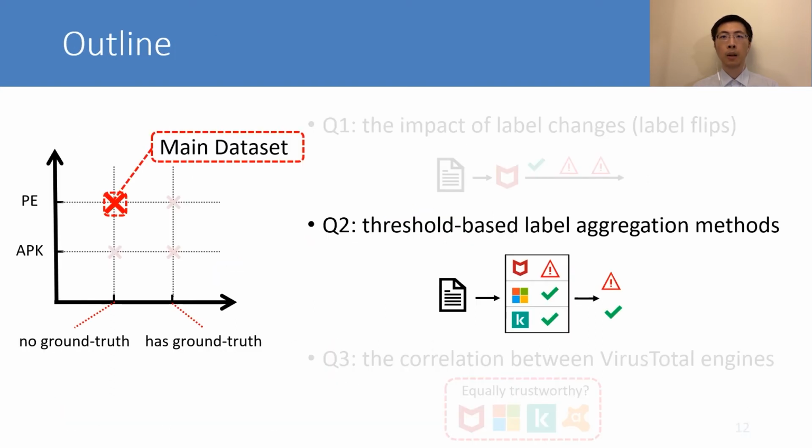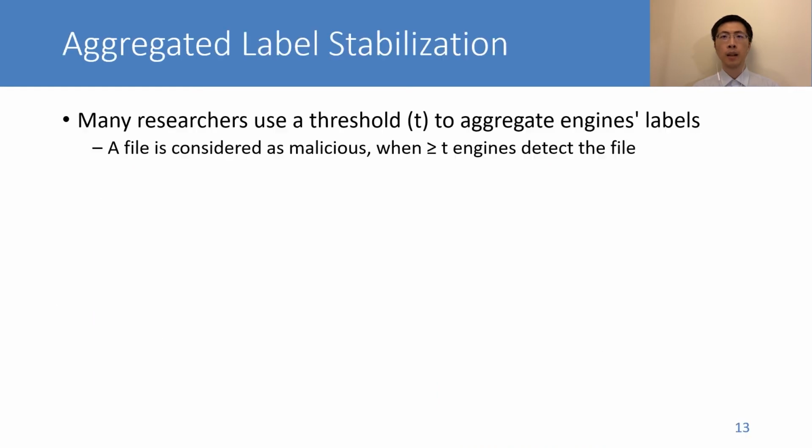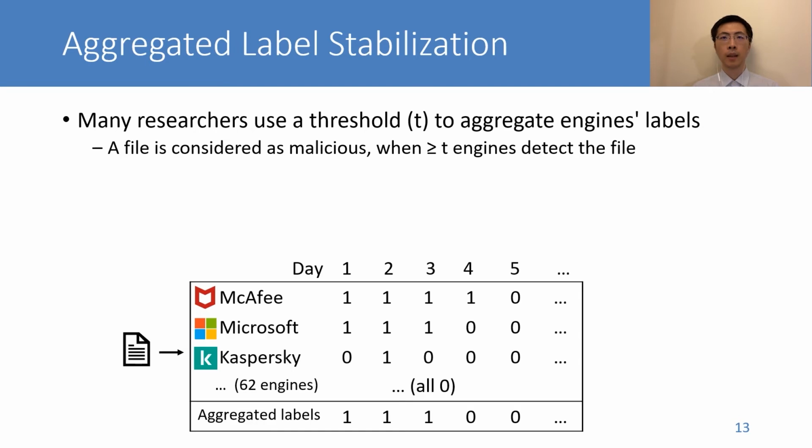Next, we take a look at how threshold-based label aggregation works. As we discussed earlier, many researchers use a threshold to aggregate labels of different VirusTotal engines. When T is chosen as the threshold, a file is considered to be malicious when T or more than T engines detect the file as malicious. Here is an example. Assume we choose T to be 2. On day 1, there are 2 engines detecting the file. The aggregate label is malicious.